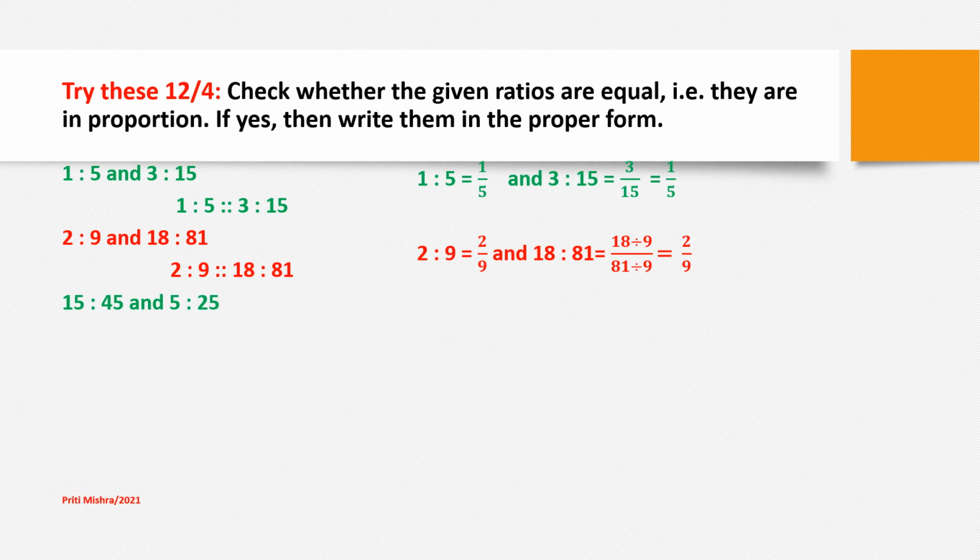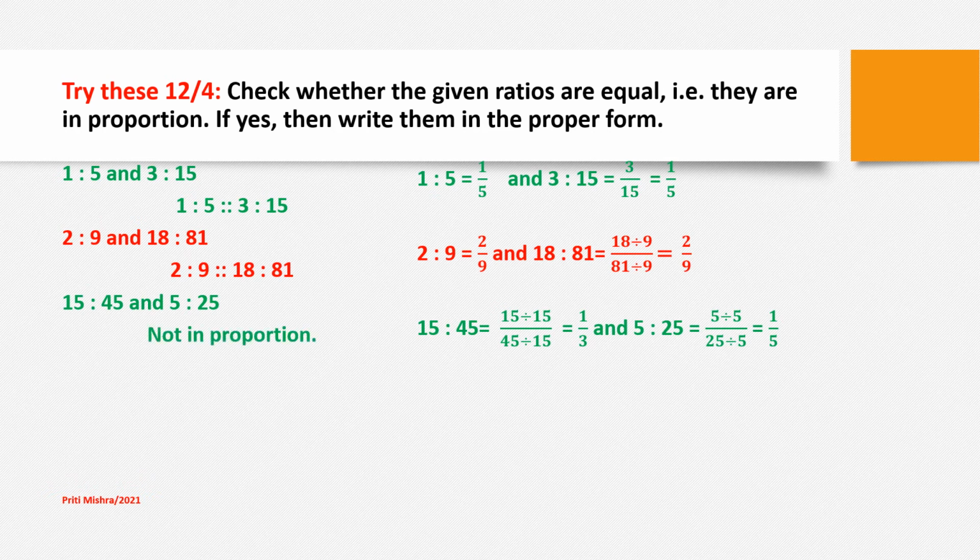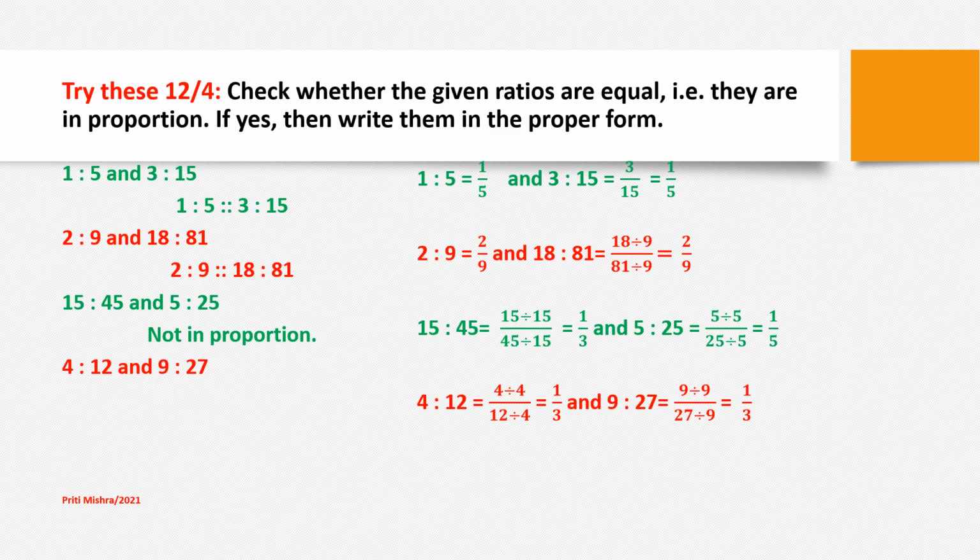Now third question, 15:45 and 5:25. 15:45 can be written as 1 by 3, and 5:25 can be written as 1 by 5. So these two fractions are not equal. So they are not in proportion. Question number 4. 4:12 and 9:27. 4:12 can be written as 1 by 3. 9:27 can also be written as 1 by 3. So we can write that 4:12 is in proportion with 9:27.